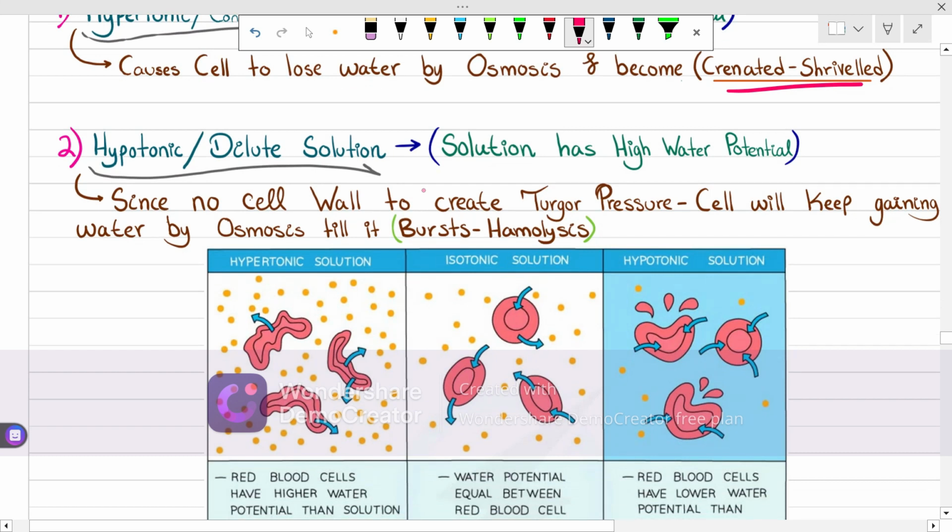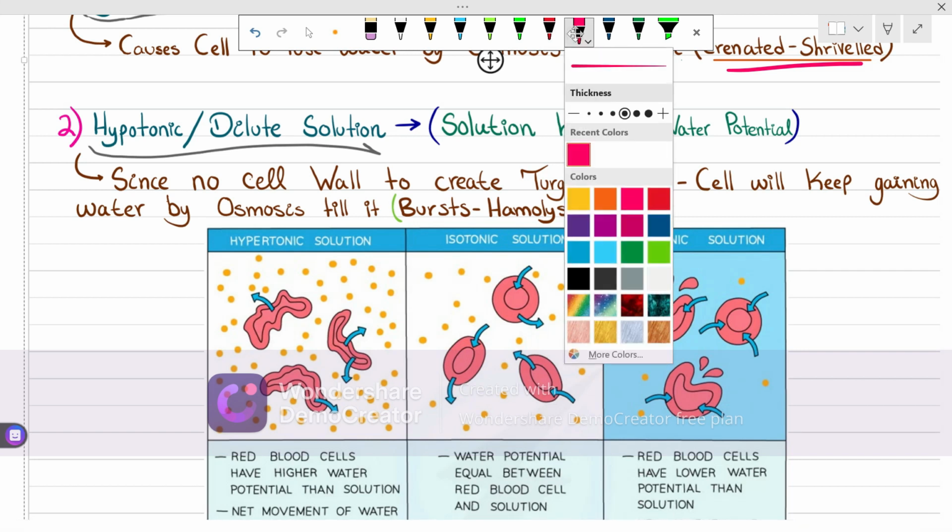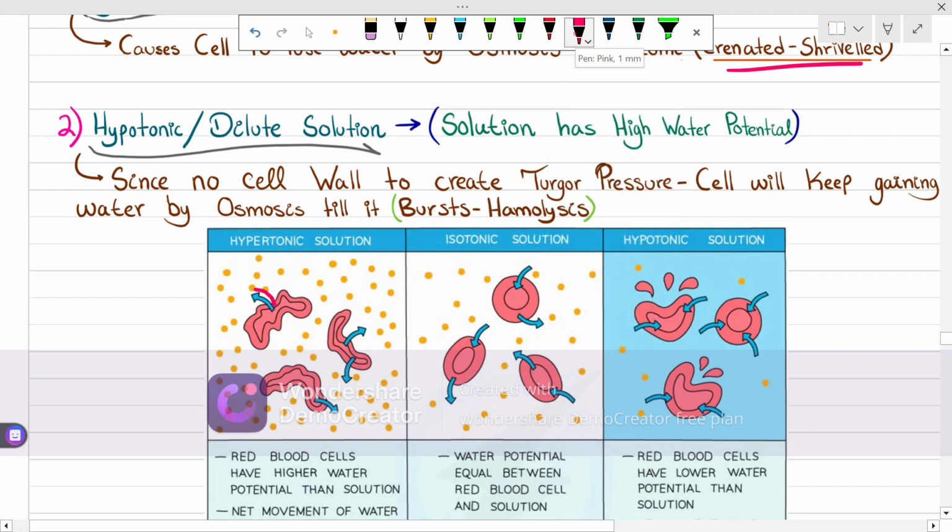This is the animal cell. As a result of putting the animal cell in low water potential, the animal cell has high water potential, so it loses water and becomes crenated.